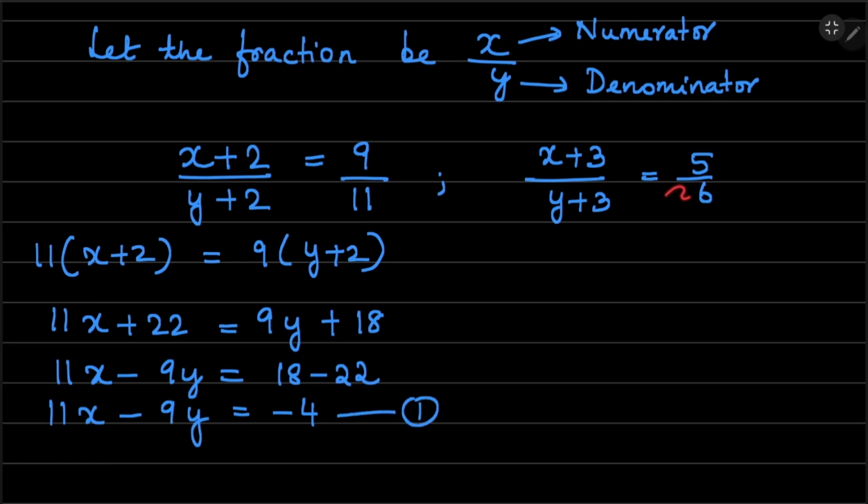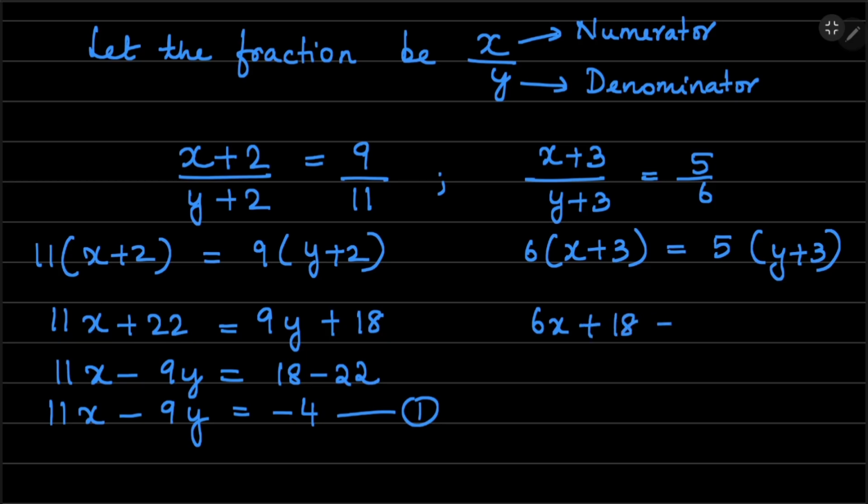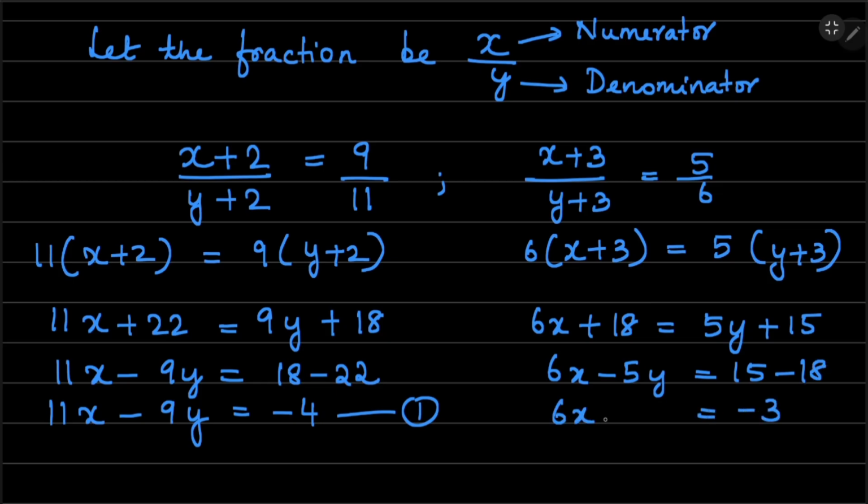The same way here also let us cross multiply. Okay, so 6 multiplied by x plus 3 is equal to 5 multiplied by y plus 3. Solve very, very carefully. Okay, 6x plus 18 is equal to 5y plus 15. So 6x minus 5y equal to 15 minus 18. That is nothing but minus 3. So 6x minus 5y equal to minus 3, this is your equation number 2.